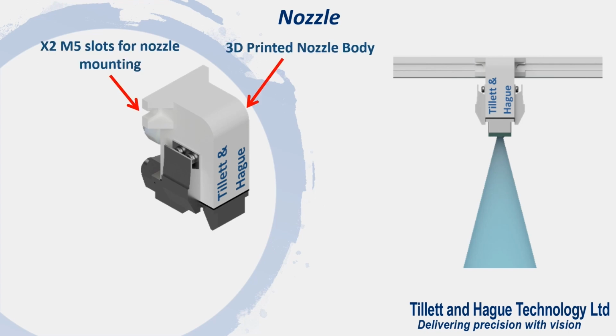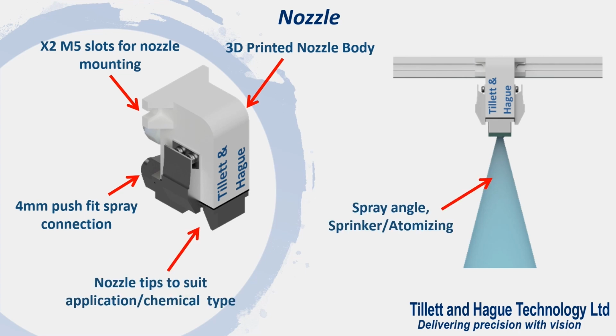The nozzle assembly features 2 5mm mounting slots for ease of mounting with a 3D printed housing, to which the nozzle valve and manifold subassembly is clipped in place. A 4mm push-fit connector for spray supply is combined with an integral fine mesh filter to reduce potential nozzle blockages. Nozzle tips can be changed to suit the application, with sprinkler and atomizing tips available. These are also available in different spray angle types for wider and narrower spray applications.